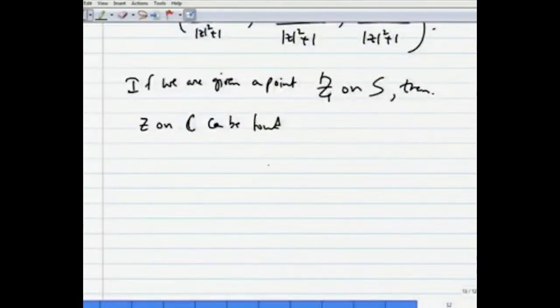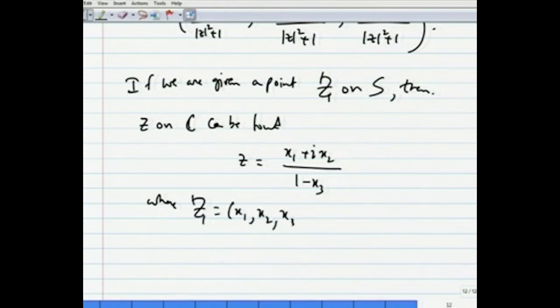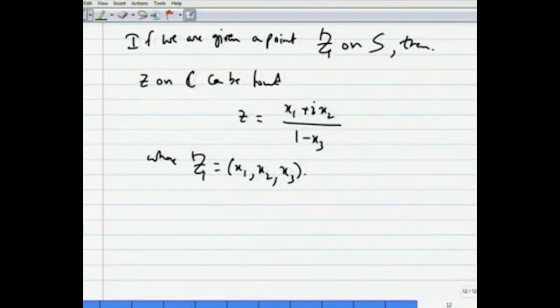So, we get z equals x 1 plus i x 2 by 1 minus x 3, where capital Z is assumed to be x 1, x 2, x 3. Once again, x 3 is not 1, because x 3 equals 1 will correspond to the north pole. So, I should say that if we are given a point capital Z on S not equal to 0, 0, 1, then we can find z on the complex plane.